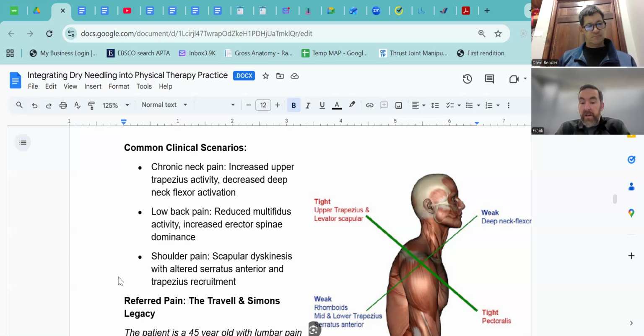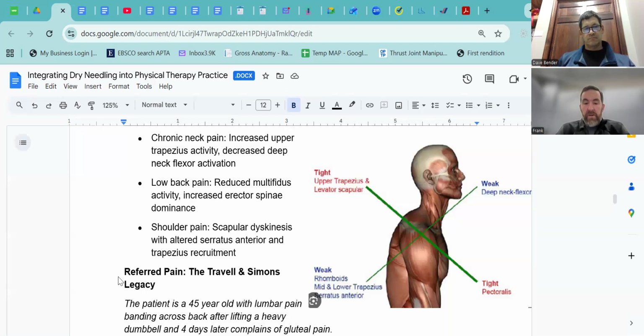Potentially loading through the cervical spine because of this continuous contraction, alongside having that deep neck flexor weakness. So now we have less stabilization anteriorly. The low back is very similar with lower cross syndrome. We're going to have reduced multifidus activity but increased erector spinae. And then typically you have increased hip flexor activation and decreased gluteus, or hip extensor, tone.